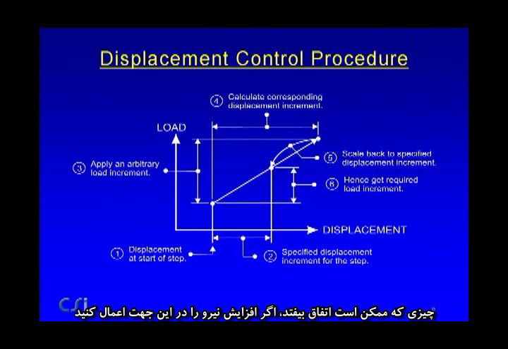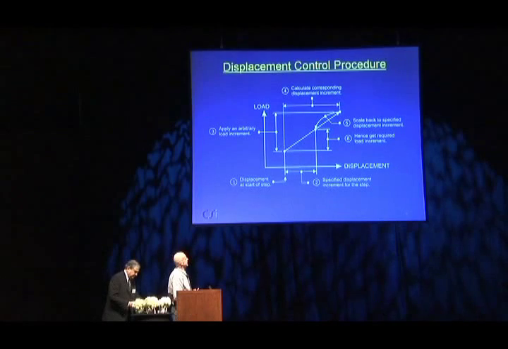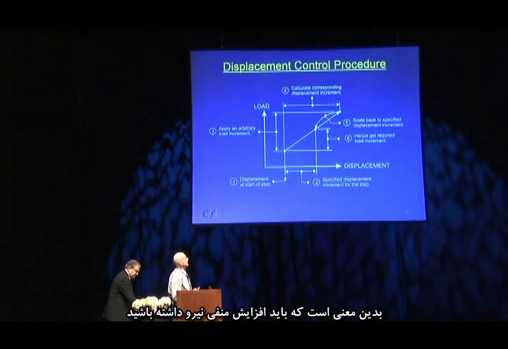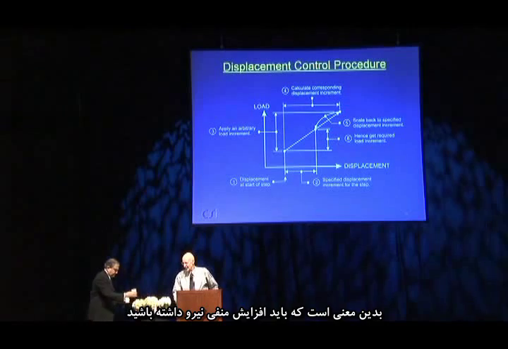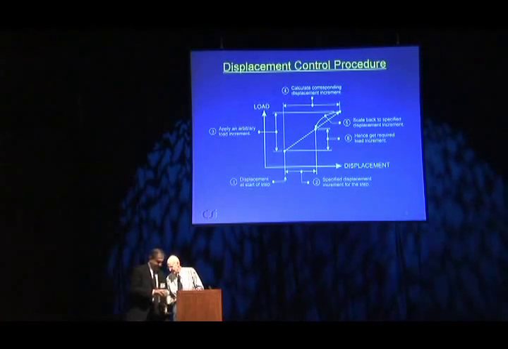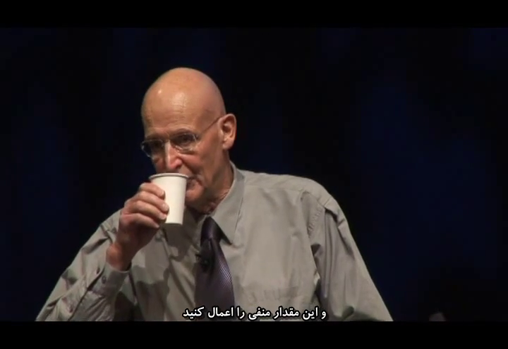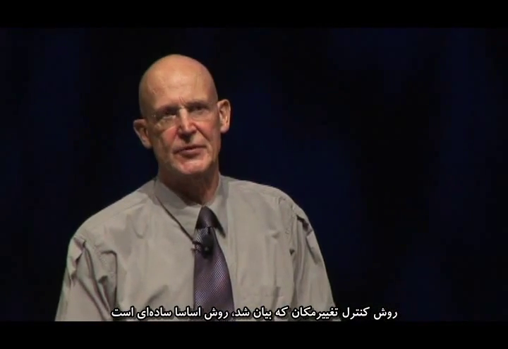And the sort of thing that can happen if you apply a load increment and it decides it wants to move back in the other direction, well, that just means you have to apply a negative load increment. It's not quite that simple because you're into things like negative stiffnesses, but it can be made to be very reliable. So the displacement control procedure is really basically simple.